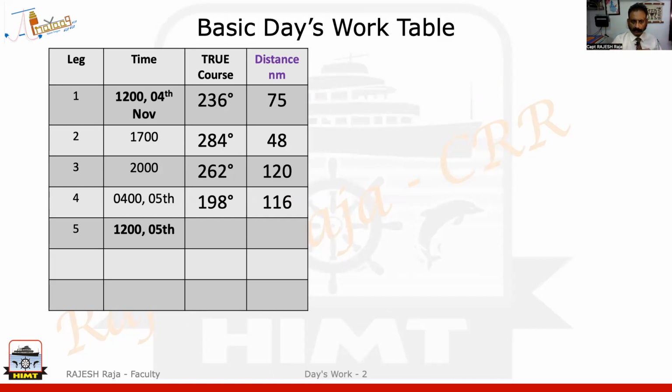I have started with 12 o'clock, 4th November, and the vessel sailed 236 for 75 nautical miles. Then at 1700, altered to 284, 48 miles. At 2000, altered to 262, 120 miles. And at 4 o'clock in the morning the next day, 198, and sailed for 116 nautical miles. And this went on till 12 o'clock, which is noon of the 5th. So that is the problem.